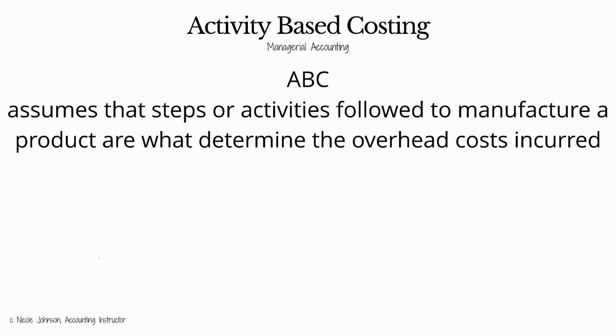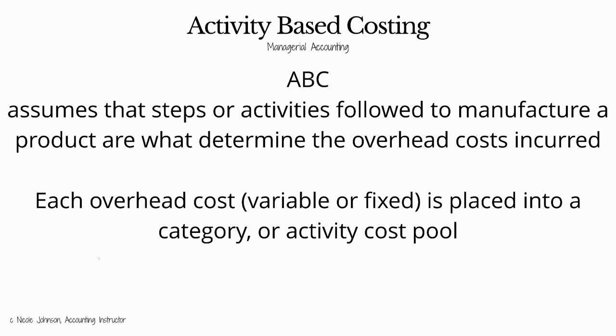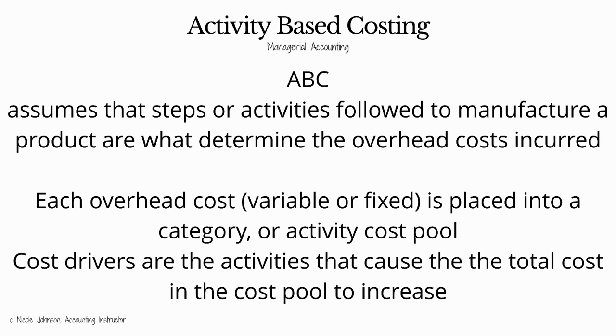Activity-based costing, or ABC, assumes that steps or activities followed to manufacture a product are what determine the overhead costs incurred. Each overhead cost, whether it's variable or fixed, is placed into a category or an activity cost pool. Cost drivers are the activities that cause the total cost in the cost pool to increase.